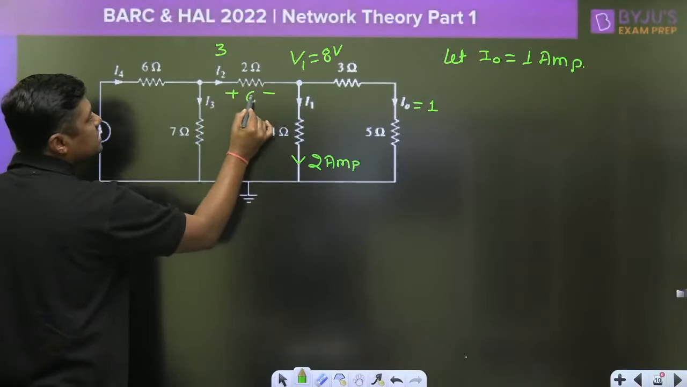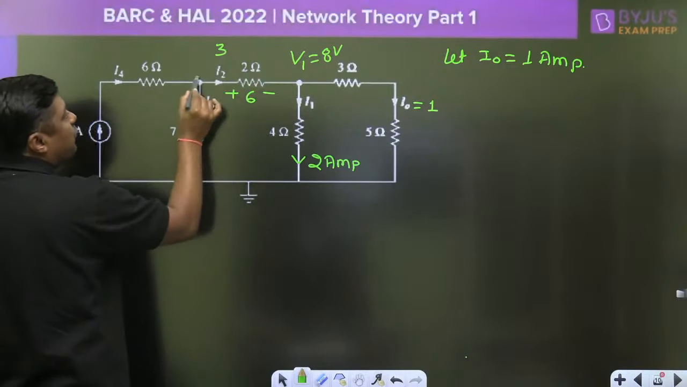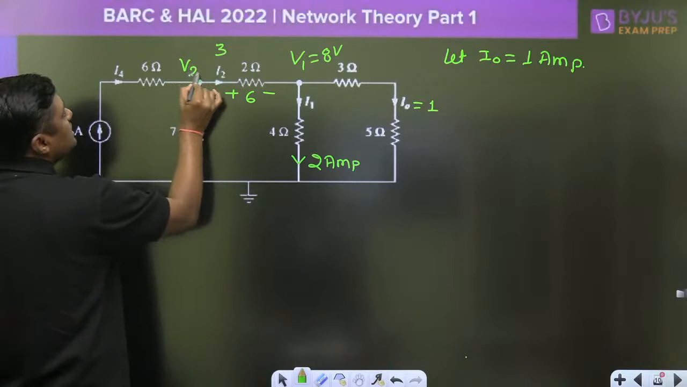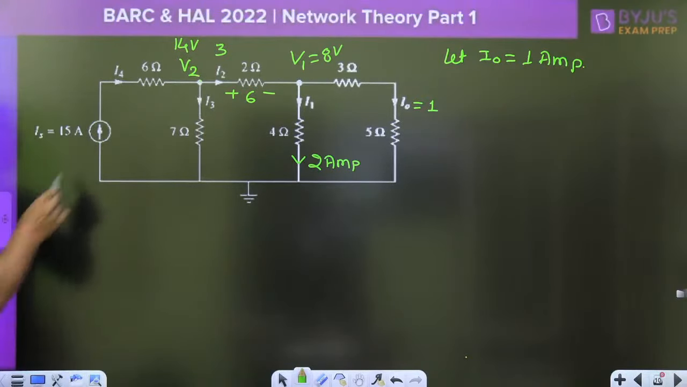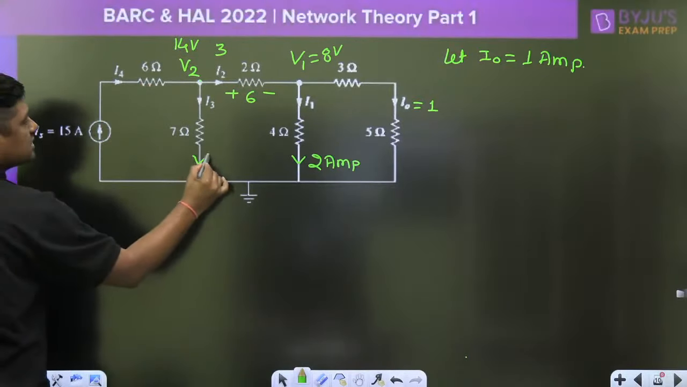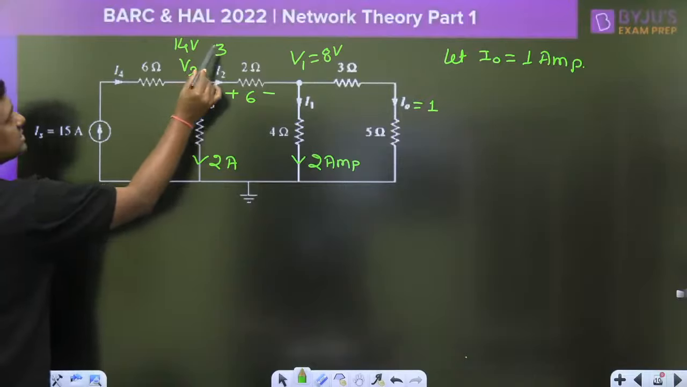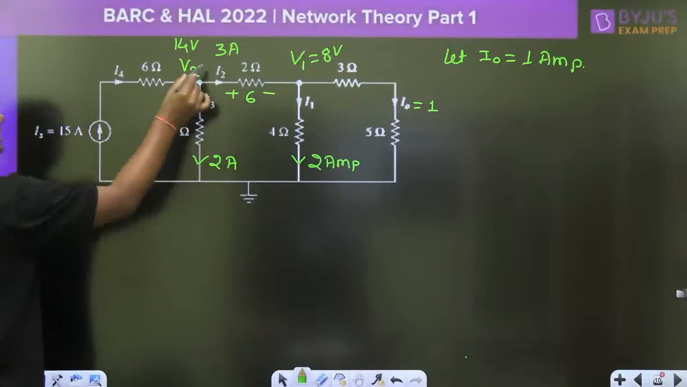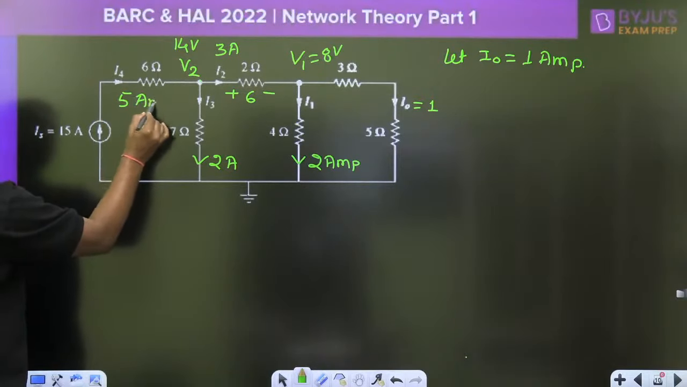3 into 2, that is the 6 volt. 6 plus 8, that is the 14 volt, the V2. The voltage at this point is what? 14 volt. 6 plus 8, 14 divided by 7, so what is the value of I3? I3 will become 2 ampere. 2 plus 3 ampere, so 2 plus 3, that is what? 5 ampere.